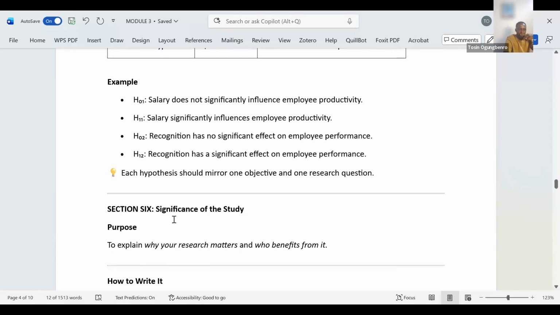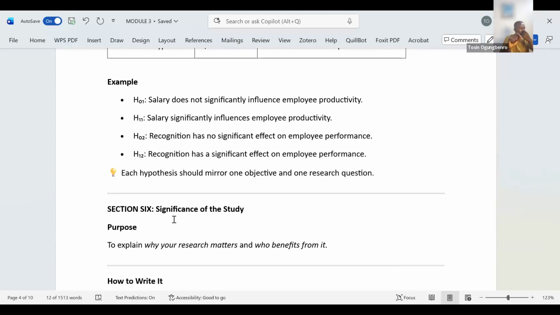And like I said, each hypothesis should mirror one objective and one research question. That means everything must take after each other. In some schools, if you're having 4 objectives, that means you're going to have 4 hypotheses. But in some schools, you're only testing one grand hypothesis. Your hypothesis is one, no matter your number of objectives.